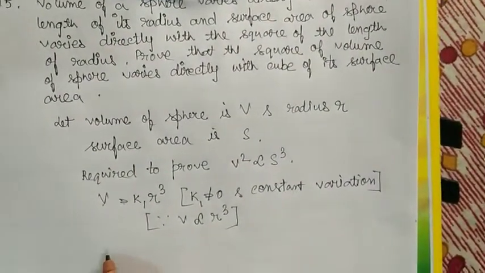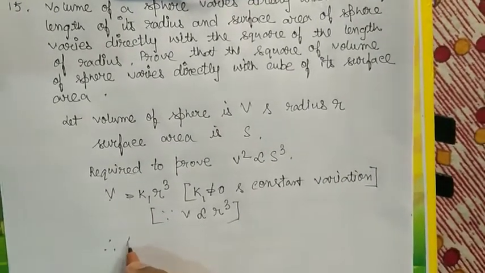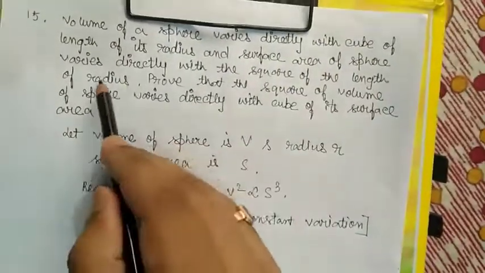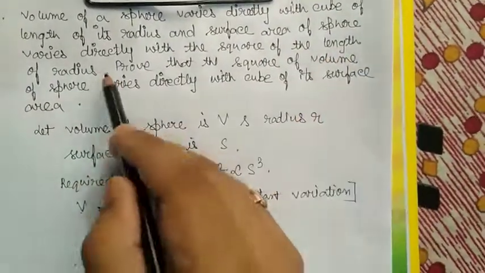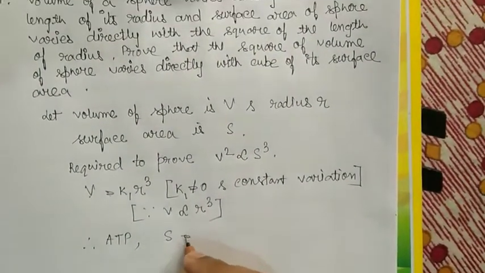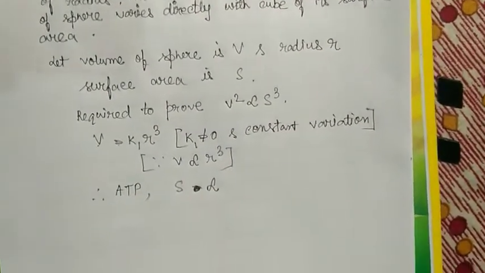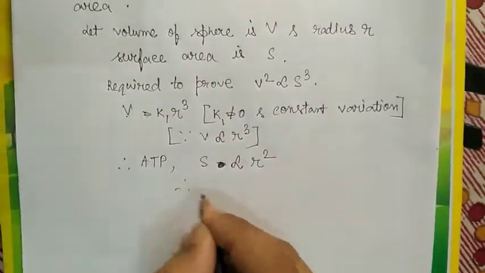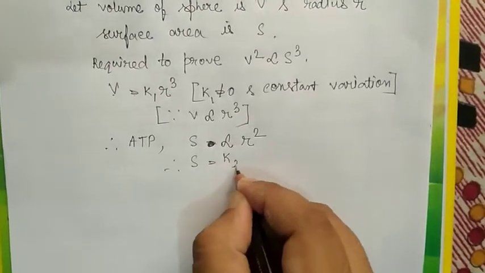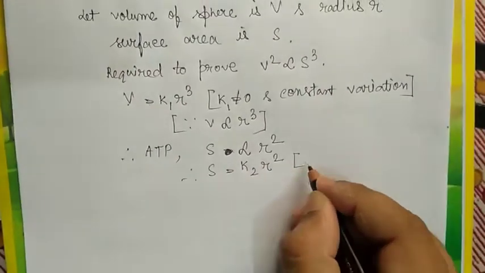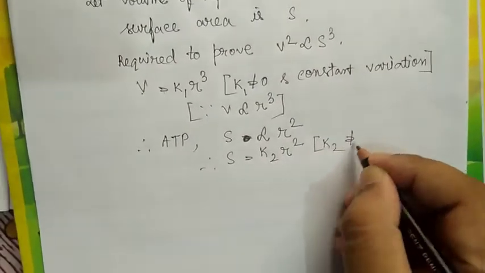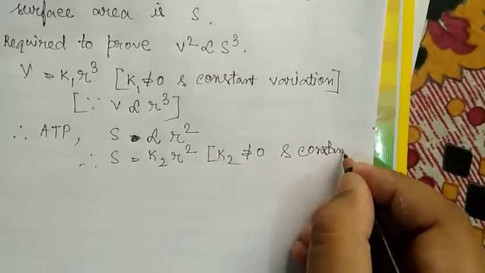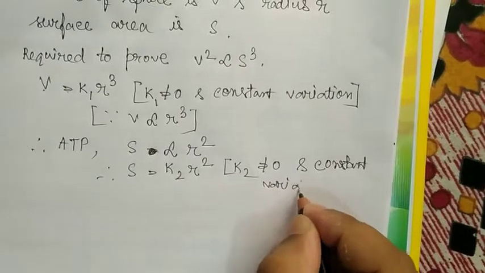And one more thing, according to the problem, the surface area S of the sphere varies directly with the square of the length of radius, meaning varies directly with r square. So therefore we can write S equal to K2 r square, where K2 not equal to 0 and is the constant of variation.